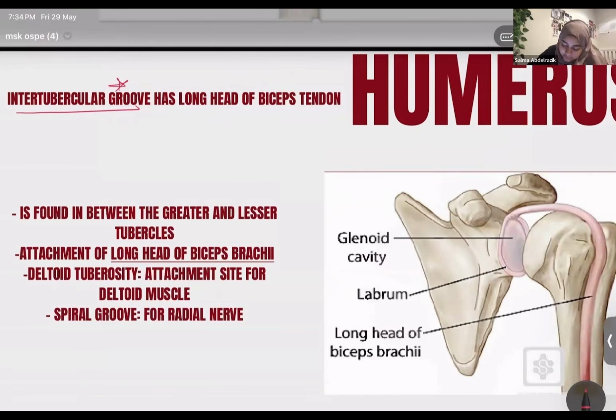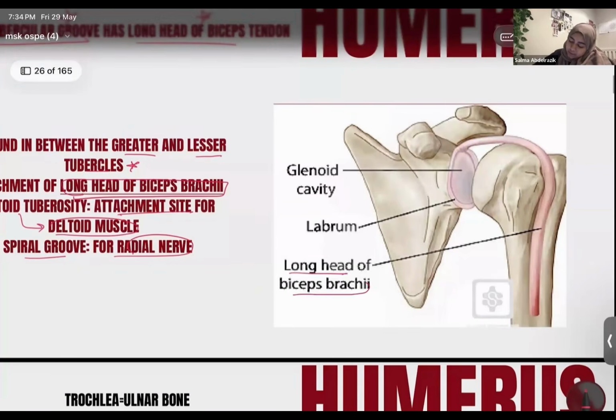This is basically a summary. We said it's found between the greater and the lesser tubercle, intertubercular. It's the attachment of the long head of biceps brachii. And we have the deltoid tuberosity, which is the attachment site for the deltoid muscle. Then you have the spiral groove for the radial nerve. Spiral groove we'll talk about later, but for now, just know that the intertubercular groove has the long head of biceps brachii.